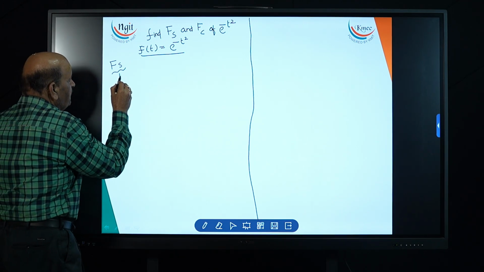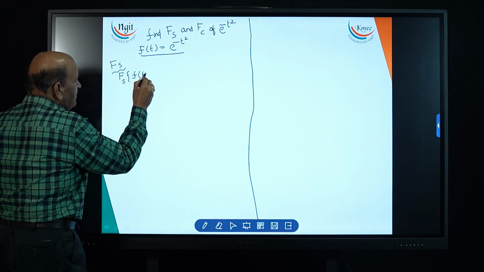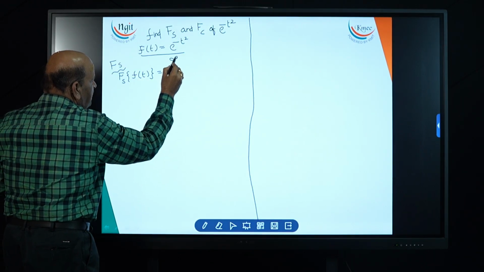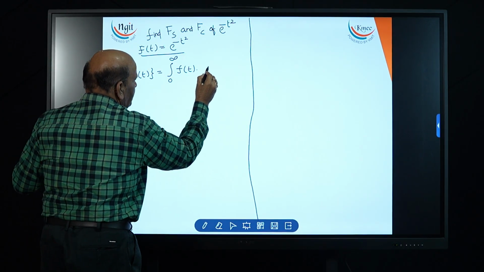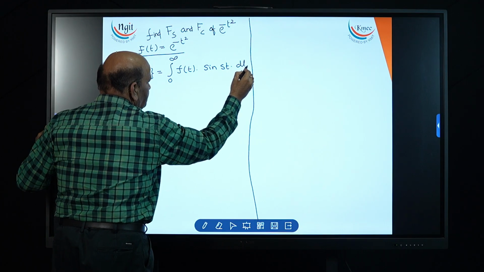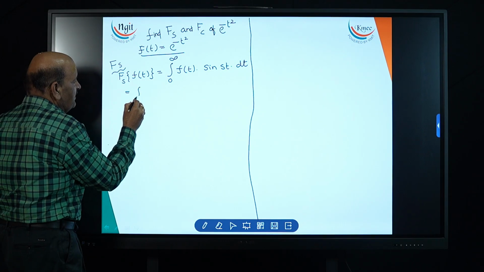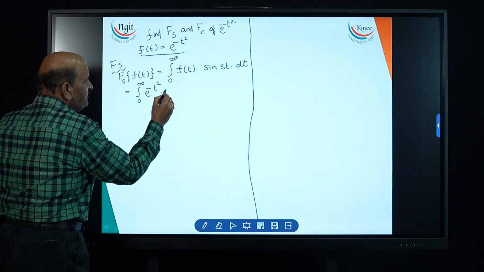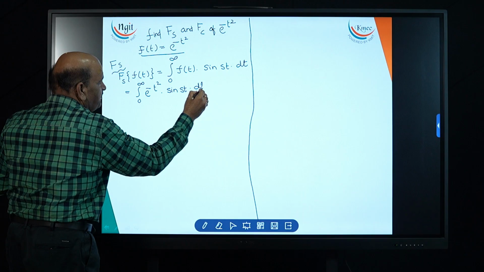Now, the Fourier sine transformation of any function f of t is equal to the integral from 0 to infinity of f of t, because of sine, we are writing only the sine term, sine st into dt. So, this is equal to the integral from 0 to infinity of e power minus t square into sine st dt.